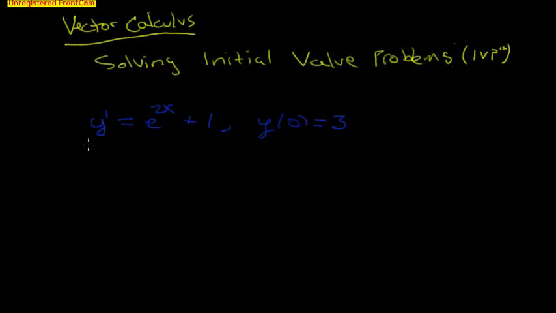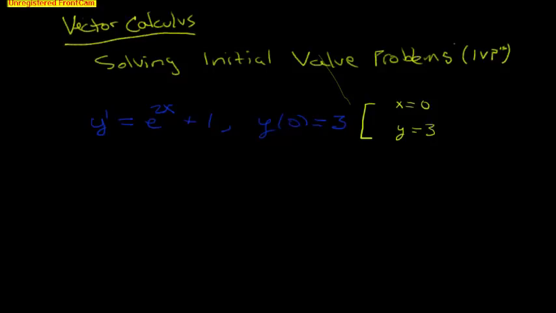An initial value problem would consist of a differential equation, in this case y prime equals e to the 2x plus 1, and an initial condition, here it's y of 0 equals 3. Another way to write these initial conditions, this one would be equivalent to saying x equals 0 when y equals 3. And to solve an initial value problem, what we're trying to do is find a function y that satisfies this differential equation and also satisfies the initial condition.